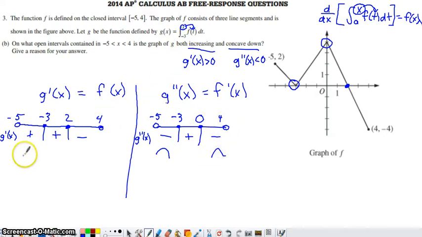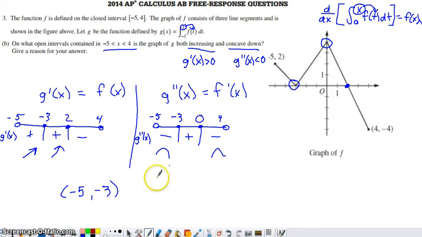Now we want to know where we are increasing, which happens here and it happens again here. We want to know where we are both increasing as well as concave down. Well, we definitely are both things from -5 to -3. So one interval that's a subset of this interval where this happens is from -5 to -3. We're concave up from -3 to 0 though. We increase clear until 2, and we are concave down from 0 to 2. So we would be both increasing and concave down from -5 to -3, and then also from 0 to 2.